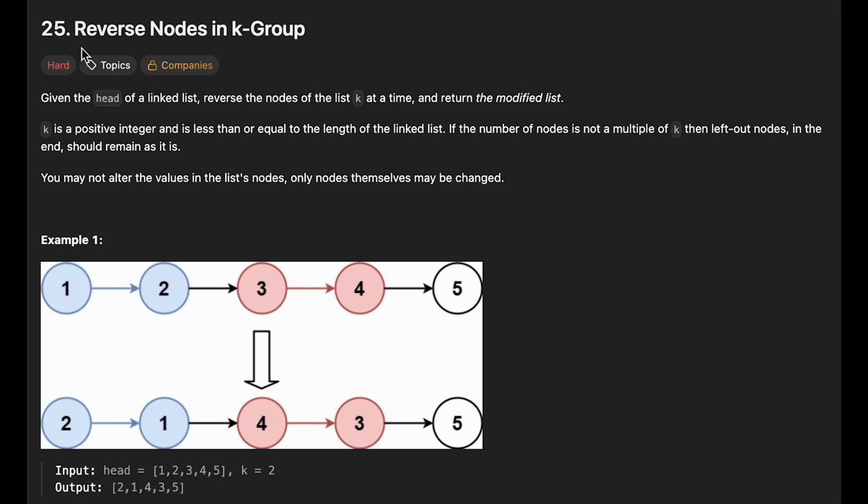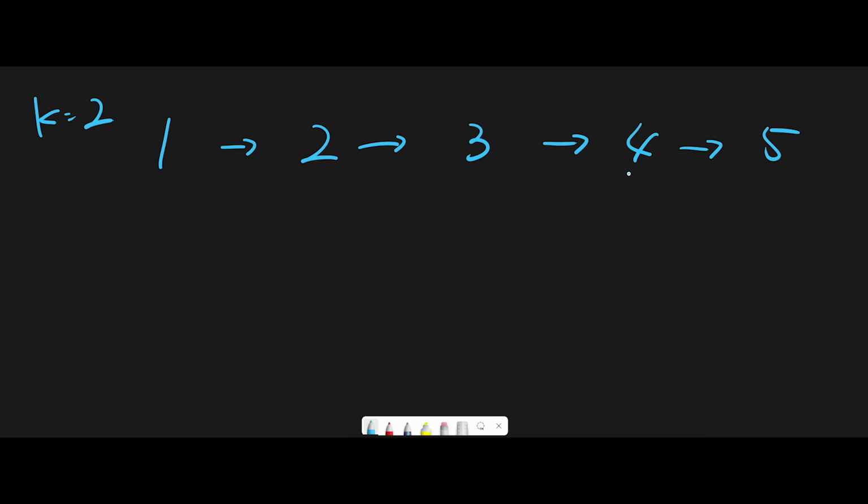Hey everyone, today we are going to solve the LeetCode question reverse nodes in K group. Let me explain with this example: 1, 2, 3, 4, 5 and K equal 2. This problem is actually not difficult. We need to reverse every K nodes each time.